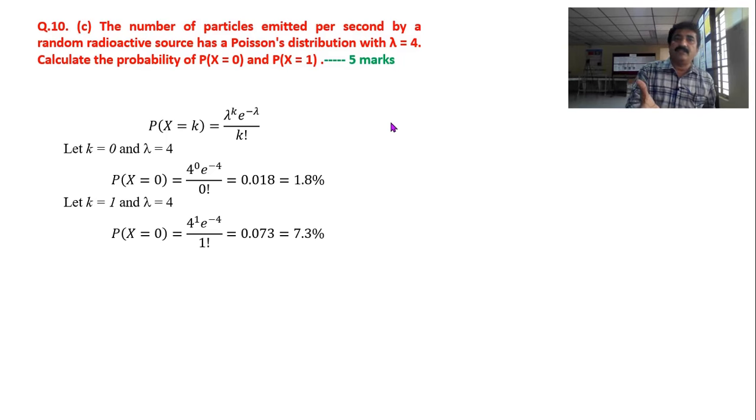I have given beautiful examples, not only this hen, even the nuclear proton decay example, everything I have given in the video. If you want more information you can watch. Here I have solved the problem. P of x is equal to k is equal to, this is the formula. Substitute for k, I have taken it as 0, lambda is constant, average value. If I simplify, I get the answer as 1.8%. Next, if I take k is equal to 1 and lambda equal to 4 in this formula, I get the answer as 0.073, it is 7.3%.